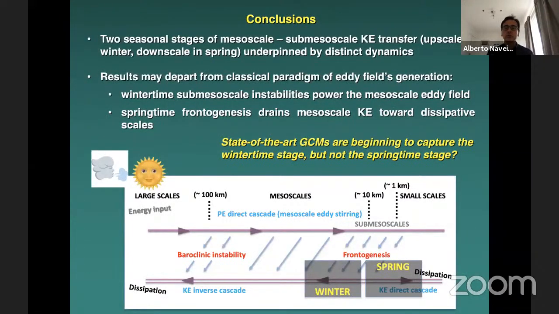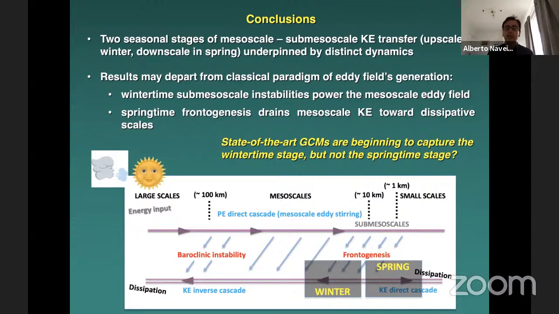So the conclusions are that the observations, despite the limitations, suggest that there are two seasonal stages of kinetic energy transfers between submesoscales and mesoscales, and that they seem to be associated with distinct dynamics. In winter, we have submesoscales powering the mesoscale eddy field, and a plausible interpretation is that mixed layer baroclinic instabilities may be behind this.